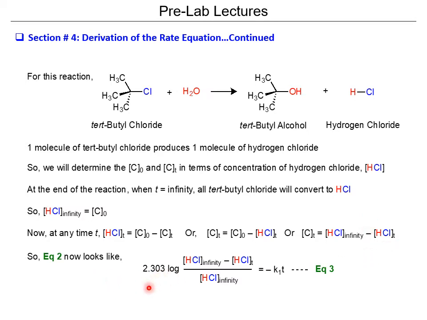And you get this equation here, 2.303, as you saw from the last slide, times the log of the difference of the completion concentration of HCl minus the concentration of HCl at a certain time, divided by the completion HCl concentration. And that is equal to minus k1 times t.